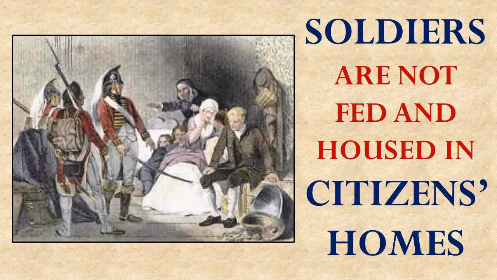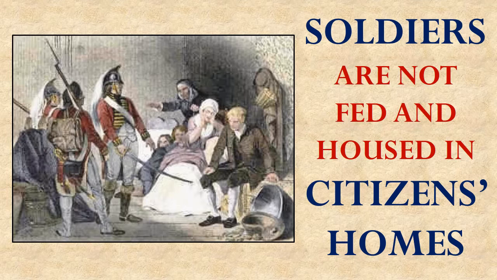So when you have the Third Amendment that says that kind of thing can't be done, then it makes it harder for the government to keep an eye on people, to stop them from exercising their First and Second Amendment rights. It also makes it more expensive for the government to have an army, which makes it less likely that they're going to have an army.